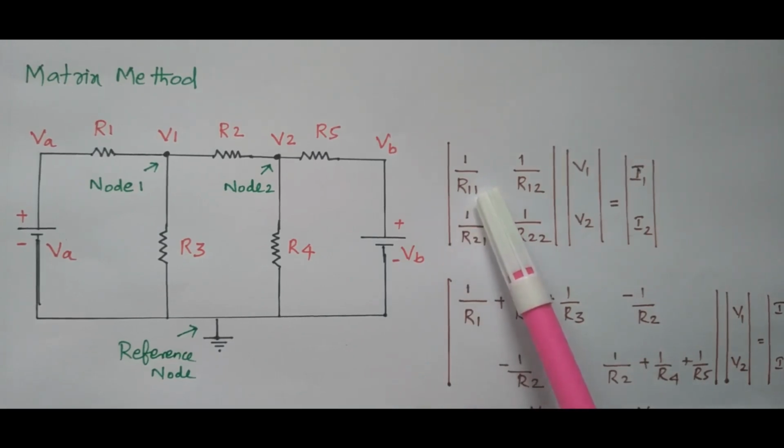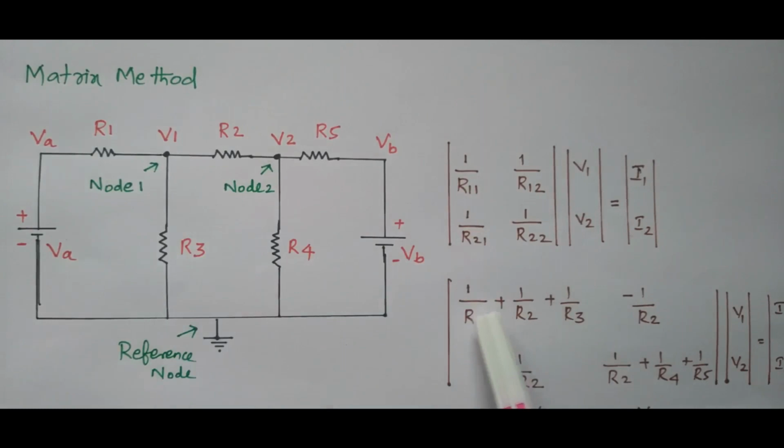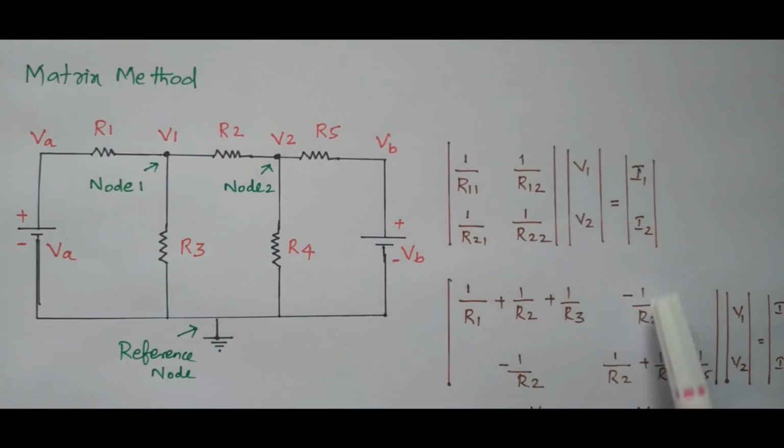So R11 is nothing but, at node 1, the resistors connected that we need to add. What is R12? R12 means the resistor connected between node 1 and node 2. What is the resistor connected between node 1 and 2? R2. This R2 is connected between node 1 and node 2. So that is minus 1 by R2.